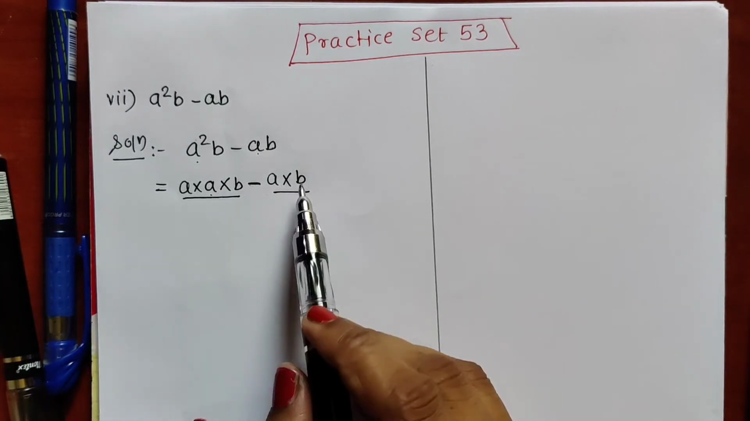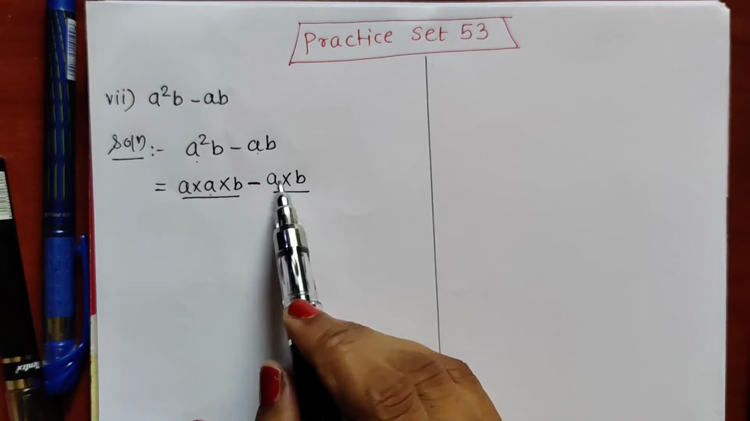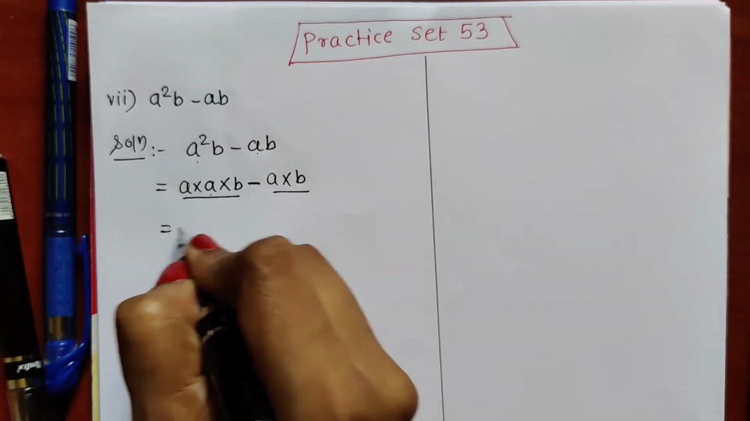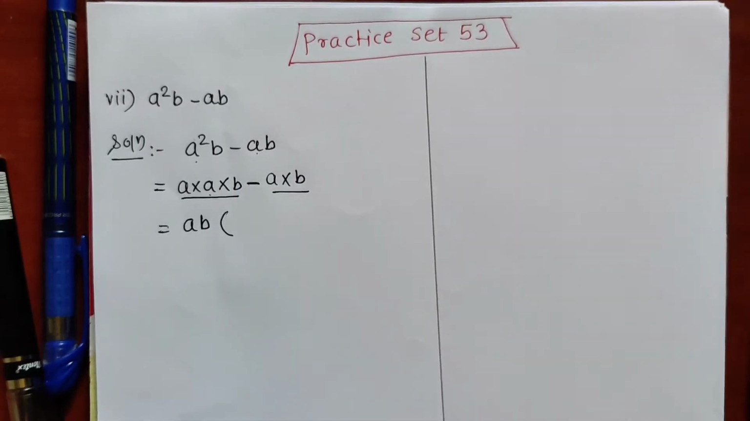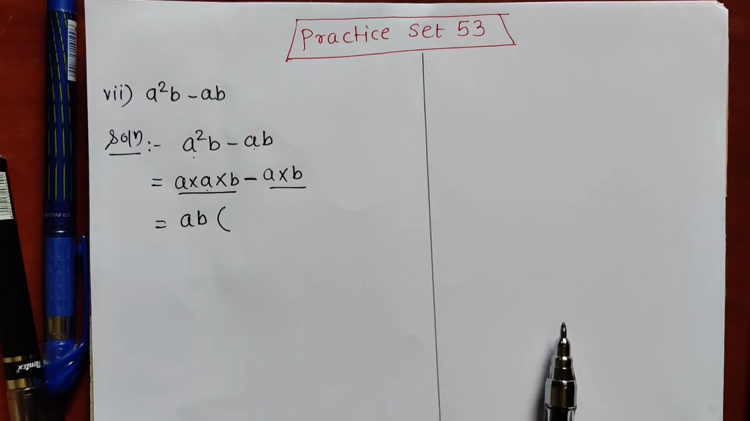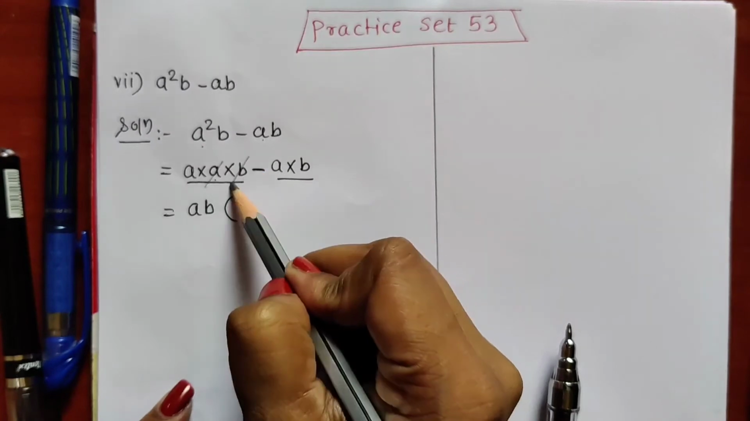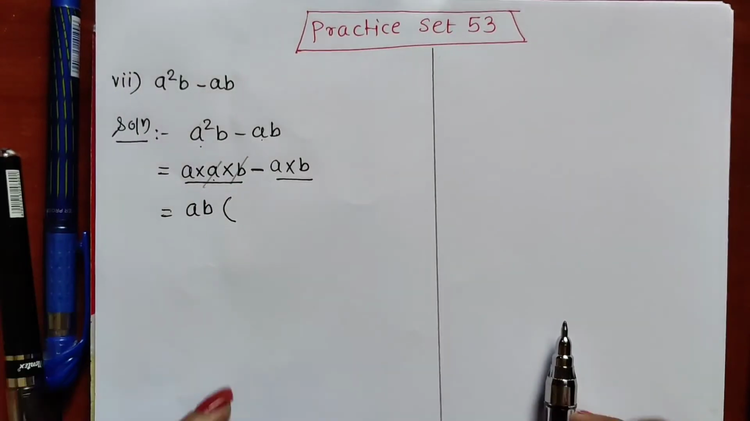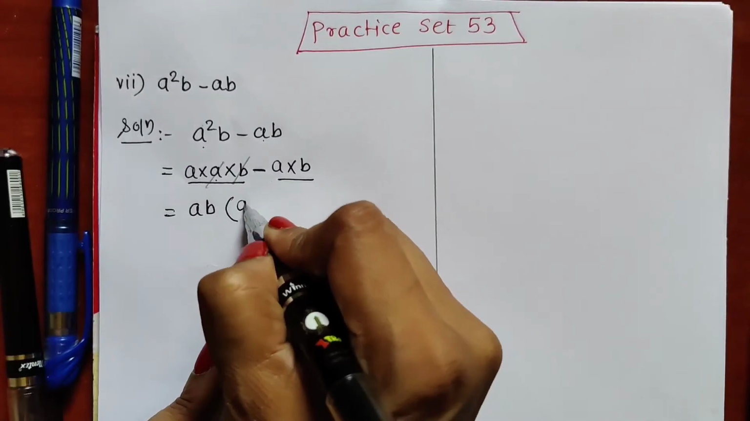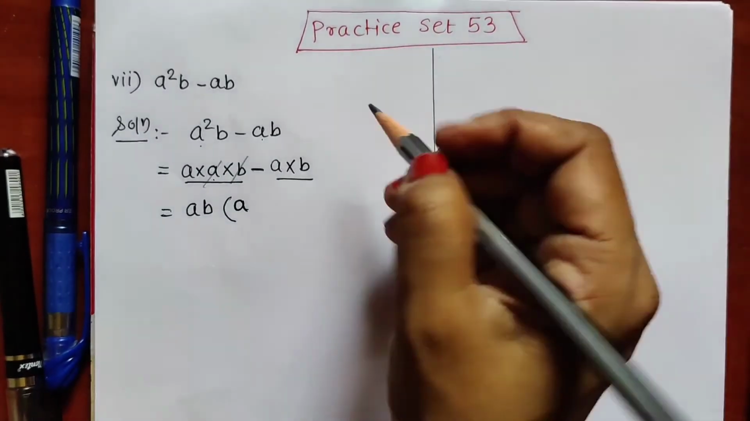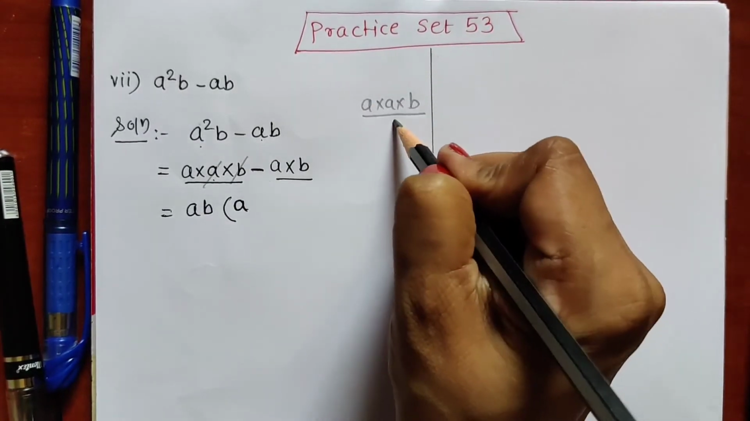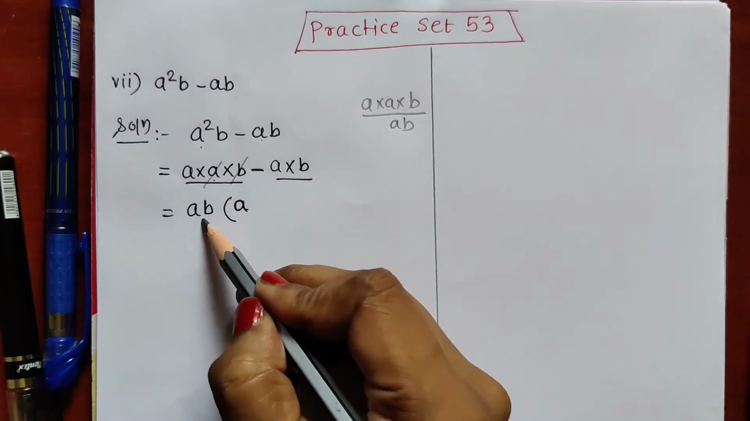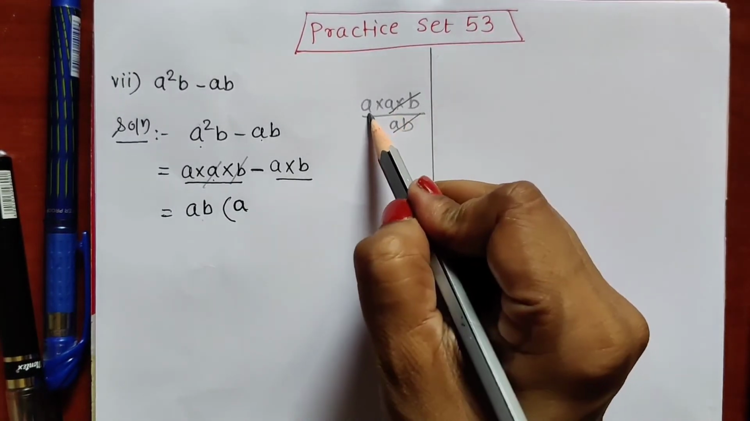So from the first term and second term, we can see that a and b are common. So I can take out ab common. From the first term, when I take out a and b common, let me use my pencil, I can show you properly. So ab is taken out common, so a is remaining. Taking out common means we are actually dividing. So a into b, and we are dividing by ab. We have taken out common ab means we are dividing by ab. So ab cancelled, a is remaining.